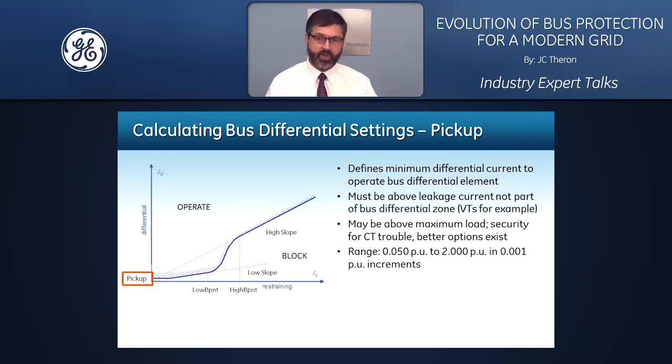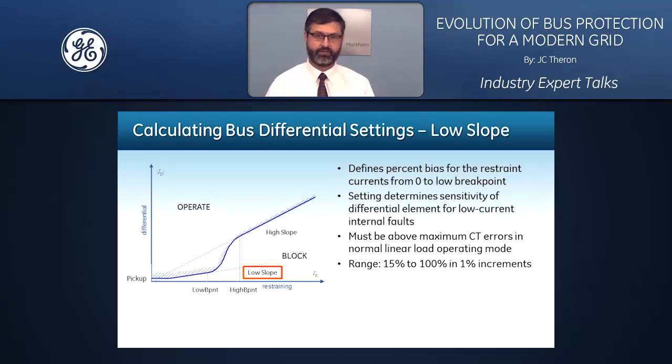Now this current must be above the leakage current that can occur that's not part of the differential zone. For example, if there's a voltage transformer or an auxiliary transformer that's not part of the bus zone, the pickup has to be set above that maximum current that can occur, else the scheme can misoperate. And this may be above the maximum load for security for CT trouble purposes. However, there are better options. The range is typically 0.05 to 2 per unit.